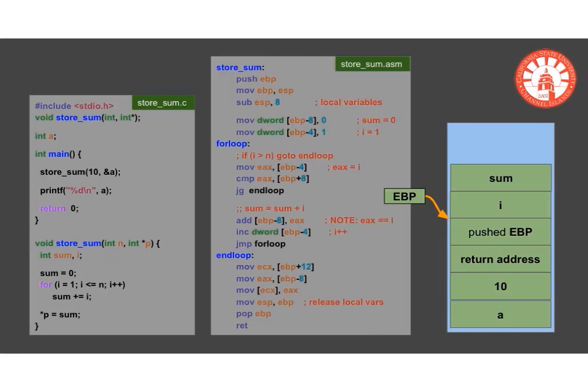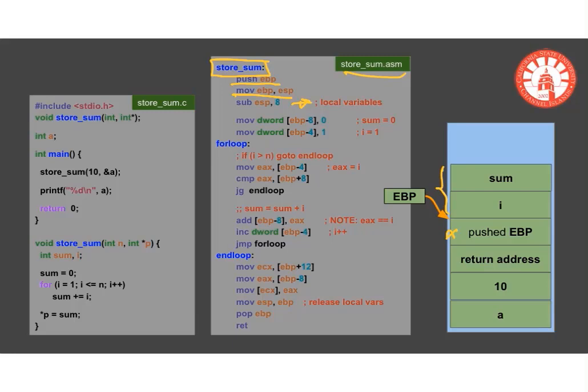Okay, let's take a look at the implementation of our store sum in assembly. As we said, we are going to store the previous value of EBP on the stack at this point, and then we are going to update the EBP value. We're going to create some space for our local variables, in this case only two spaces for i and sum, and then start doing our calculation.